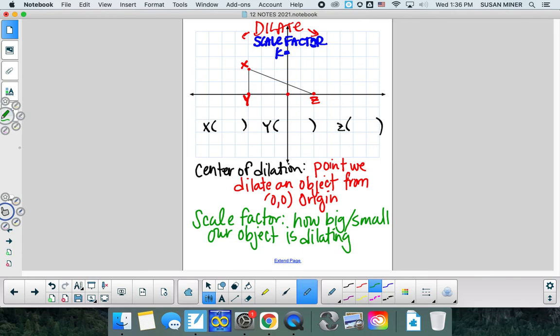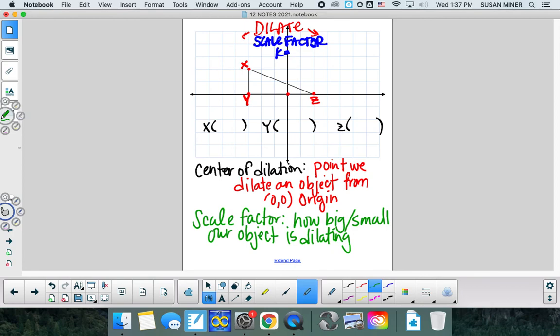If I have a really big scale factor like 10, then my object is going to get 10 times bigger. If I have a really small scale factor, like a fraction, like 1/4, right, then my object is going to be 1/4 the size that it originally was. So that's kind of how a scale factor works. It tells us how big or how small our object is getting.